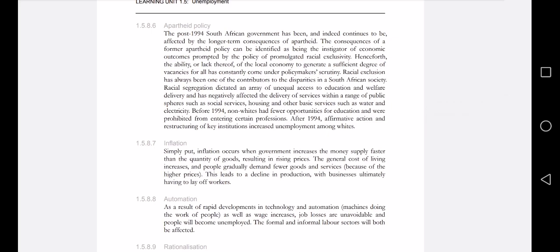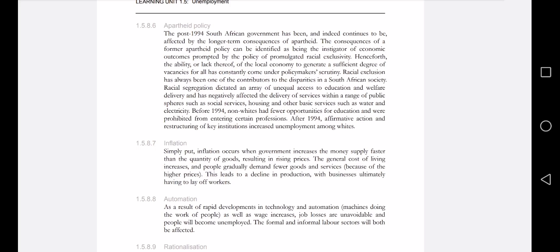Apartheid policy. The post-1994 South African government has been and indeed continues to be affected by the long-term consequences of apartheid. The consequences of the former apartheid policy can be defined as being the instigator of economic outcomes, probably through the policy of promulgated racial exclusivity. Henceforth, the ability or lack thereof of the local economy to generate a sufficient degree of vacancies for all has constantly come under policymakers' scrutiny.